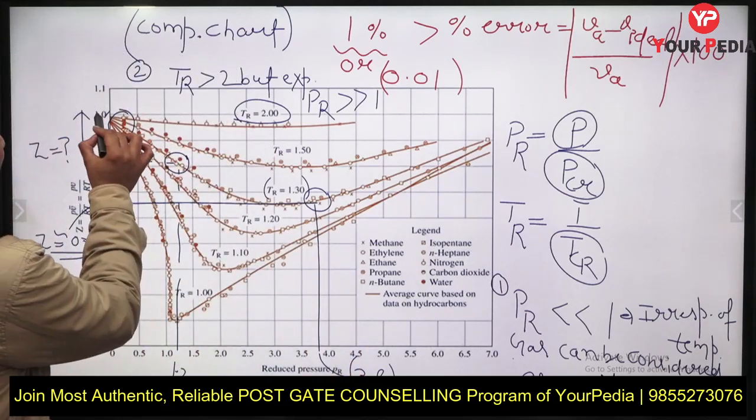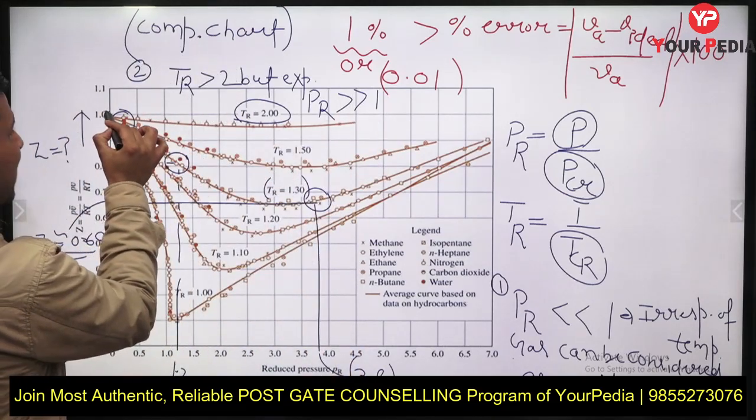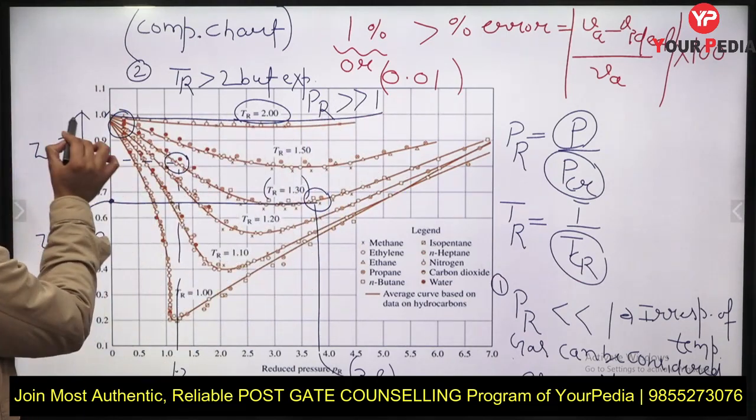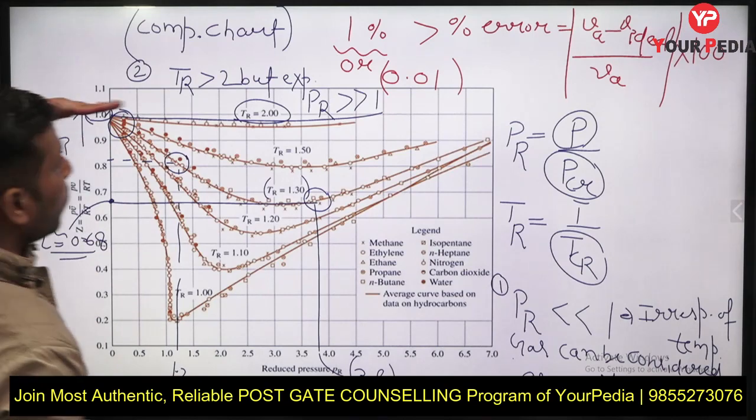Why? Because you will have Z close to 1, because you will have a line something like this, and on this line, guys, you can observe the Z will be 1. For an ideal gas, you will have a horizontal line.